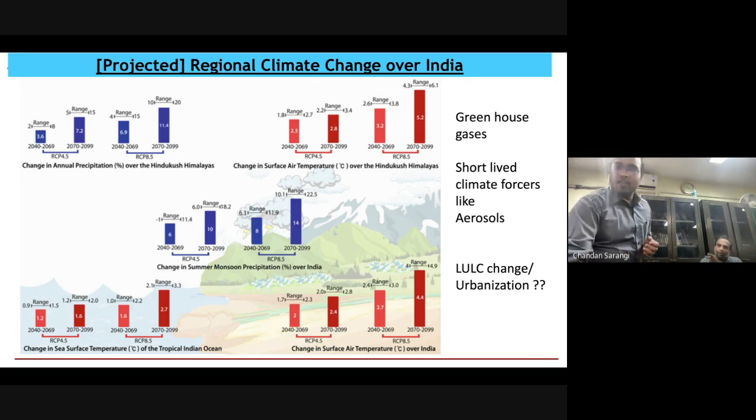Sorry, what is LULC? Land use, land cover changes in Earth's surface.